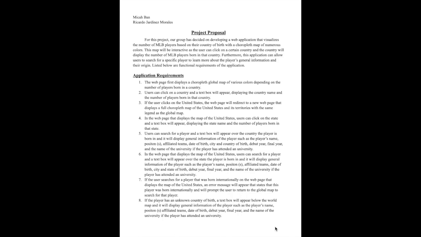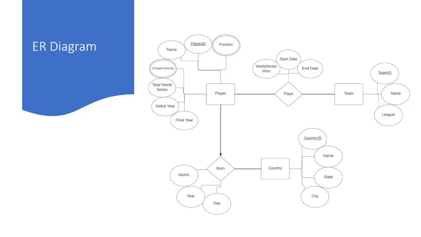However, an error message will appear if the user decides to search for a player born outside of the United States on the web page that displays the map of the United States. The message will state that this player is born outside of the United States and will prompt the user to return to the page that displays the global map.